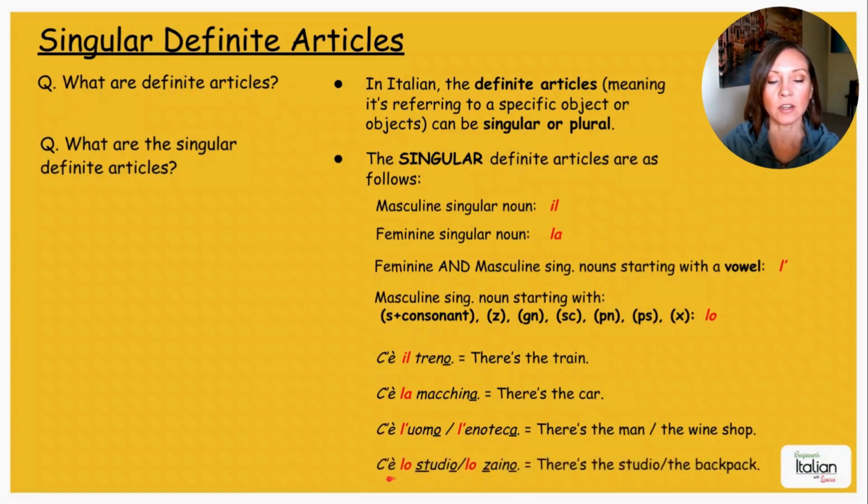And then finally we have c'è lo studio and c'è lo zaino. There's the studio and there's the backpack. Okay, so these are two of these examples up here. Okay, so like I said, they aren't as common as these other types of nouns. So for these, you'd use lo studio, lo zaino.